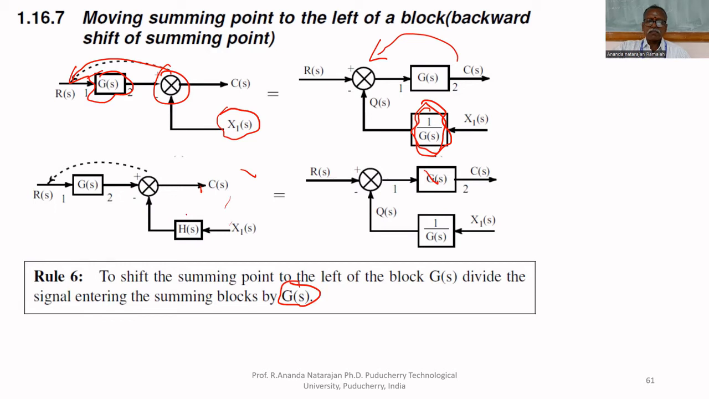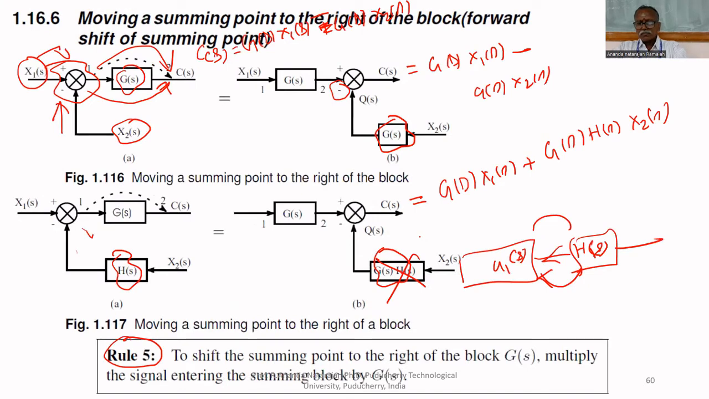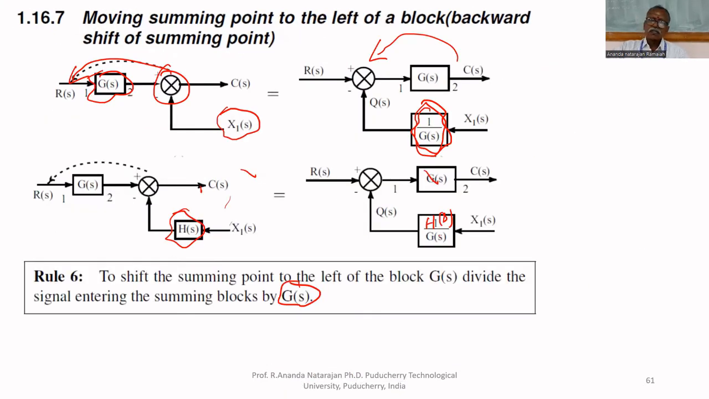Of course, if it is multiplied by H of S before entering the summing block, then the answer is H of S upon G of S.